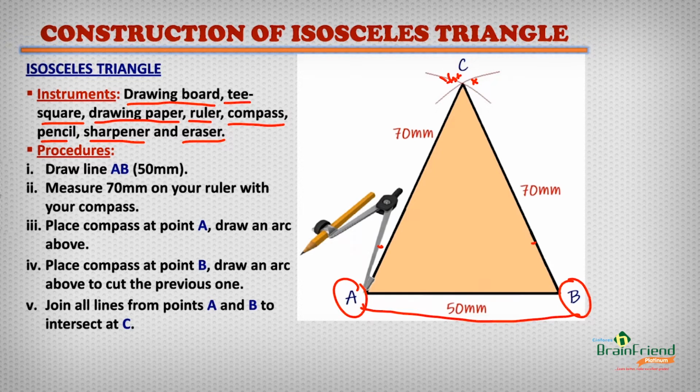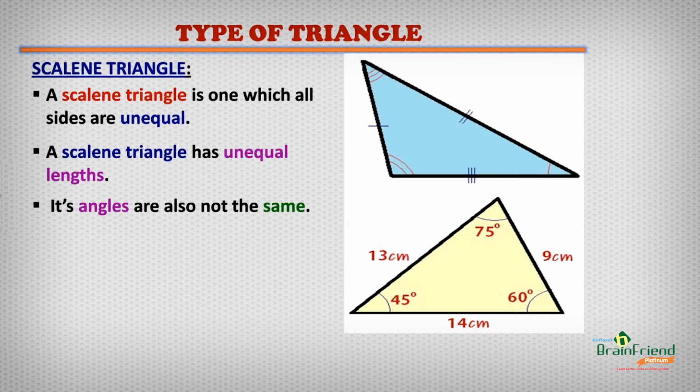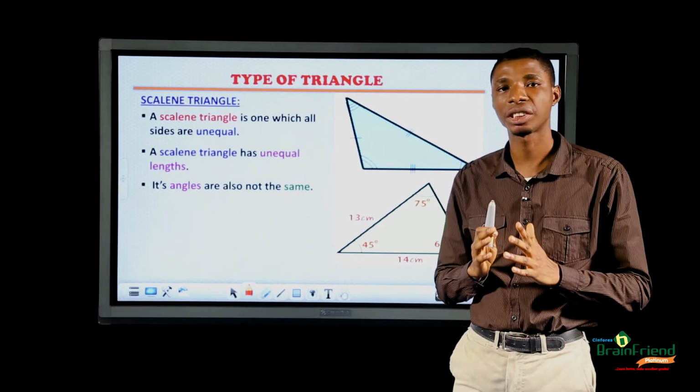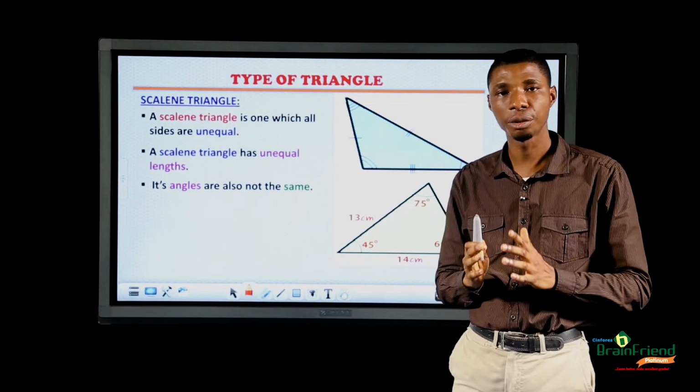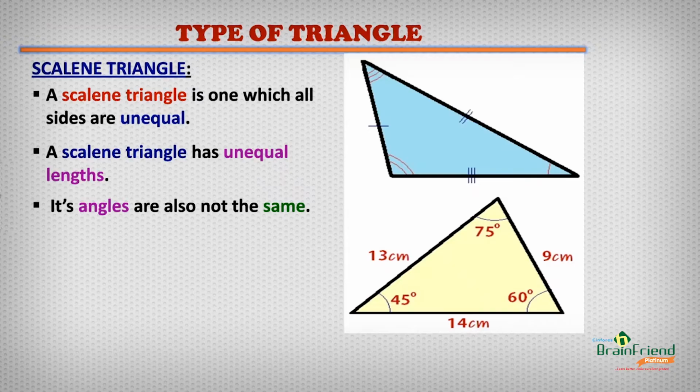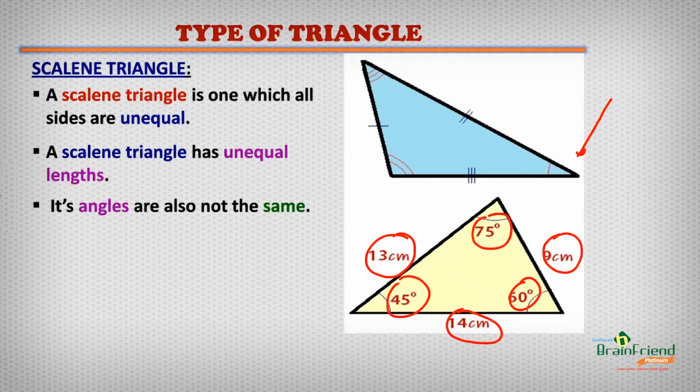Next is the scalene triangle. A scalene triangle is one in which all sides are unequal and the angles are not the same. You can see from this image, the dimensions are different: 9 centimeter, 14 centimeter, and 13 centimeter. Even the angles are also different: 60 degrees, 45 degrees, and 75 degrees. Now, let's go on to see how we can construct a scalene triangle.